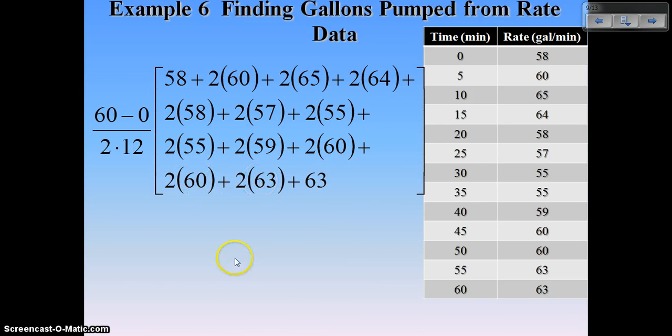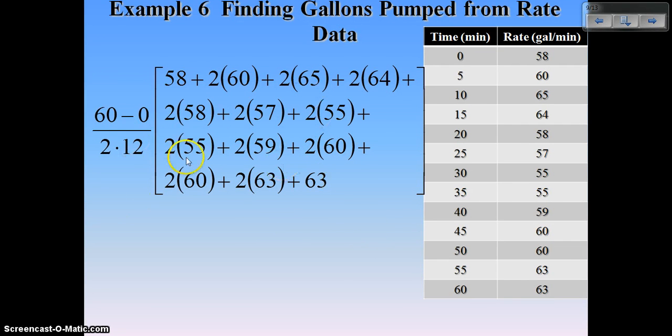This is what our function is going to look like. Remember, it starts out b minus a, so 60 minus 0 over 2 times the number of intervals. Now, I've got 13 numbers here, but that's 12 intervals. 0 to 5 is an interval, 5 to 10, 10 to 15, 15 to 20, and so on down. So 12 intervals. And then remember, you put the first number here, the last number goes here, and then all the other numbers have the 2 in the middle. We talked about why that was when we discussed the trapezoidal rule.